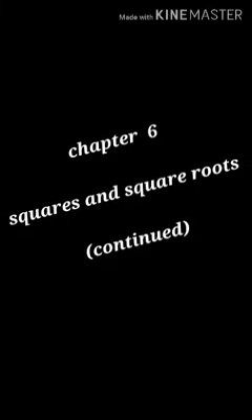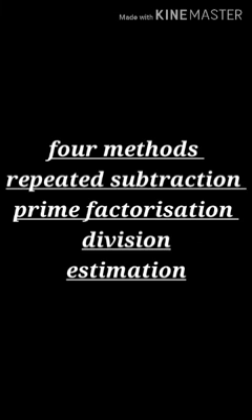Good morning. We are going to continue with chapter 6, squares and square roots. Today we are going to learn how to find square roots. There are four methods given. The first one is repeated subtraction, the second one is prime factorization, the third is division, and the fourth one is the estimation method. Let's discuss each one.